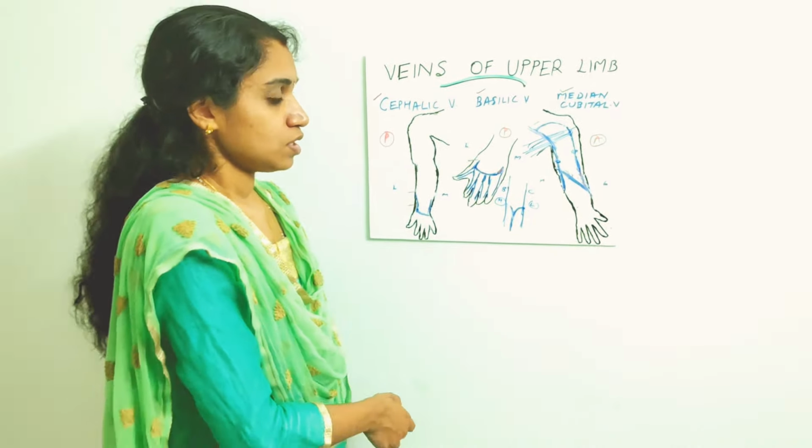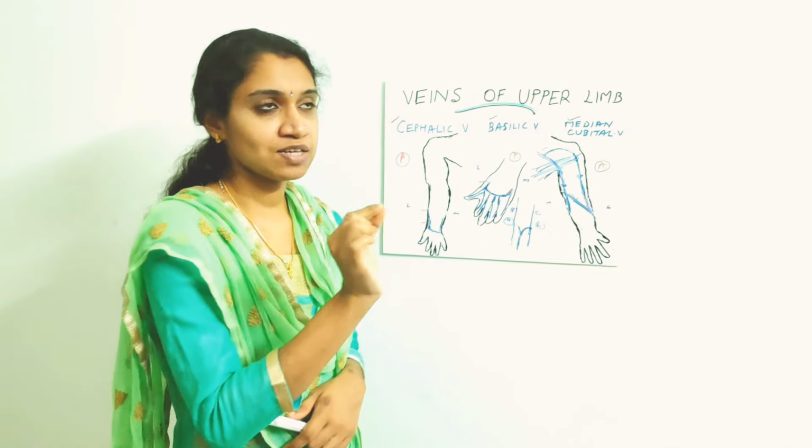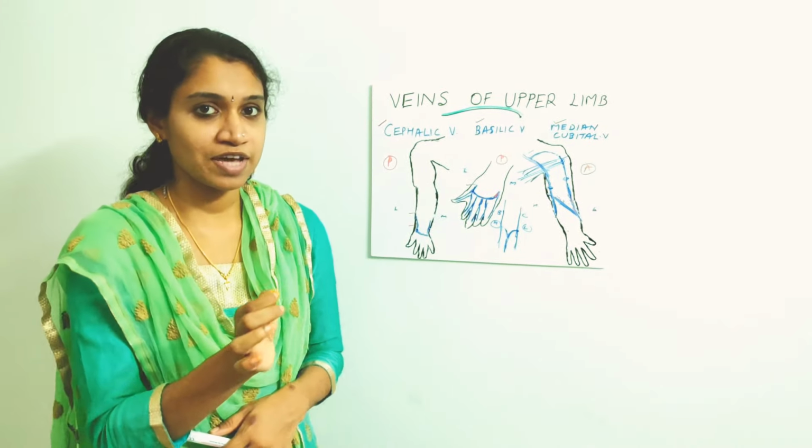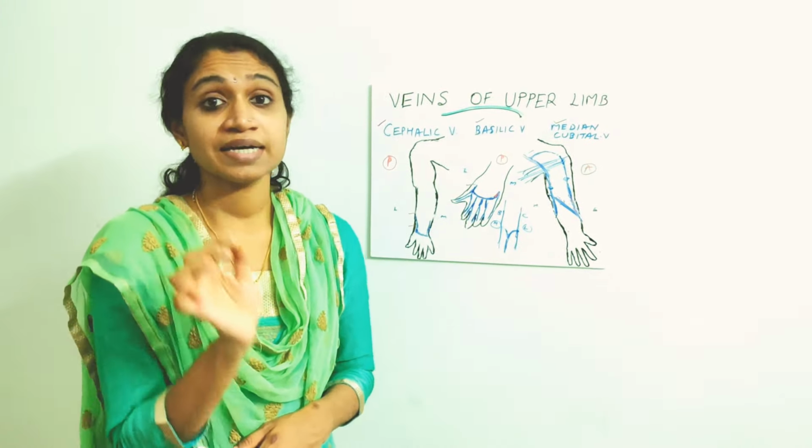Okay. Now coming to the applied aspects. As I told earlier, one of the main applied aspects is the intravenous injection as well as taking blood. Since it is a superficial vein, these are the important aspects. Another important aspect: basilic vein is preferred over cephalic vein for cardiac catheterization. In cardiac catheterization, a catheter is introduced into this vein, and finally this catheter has to reach the right atrium. That's the purpose.